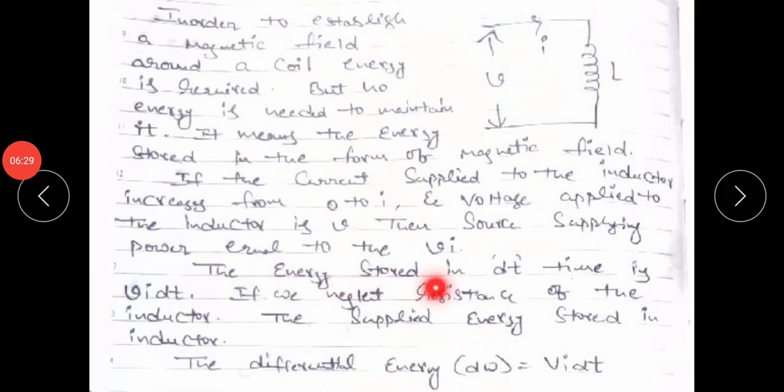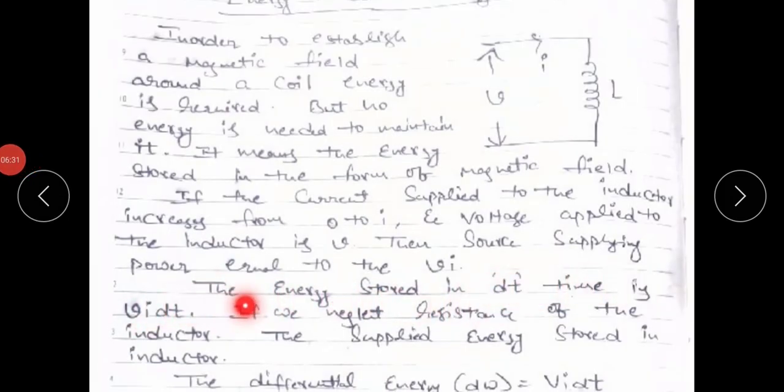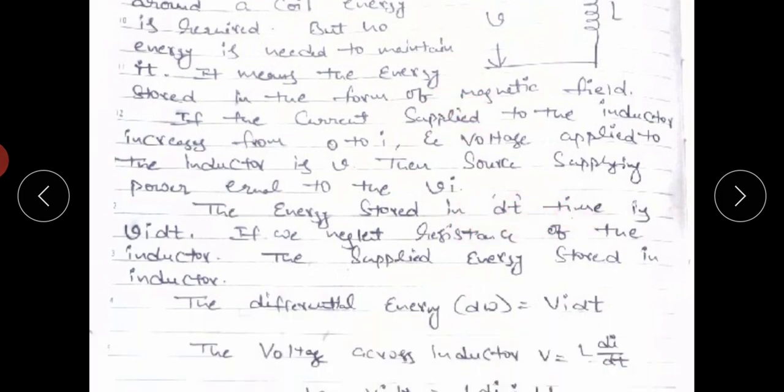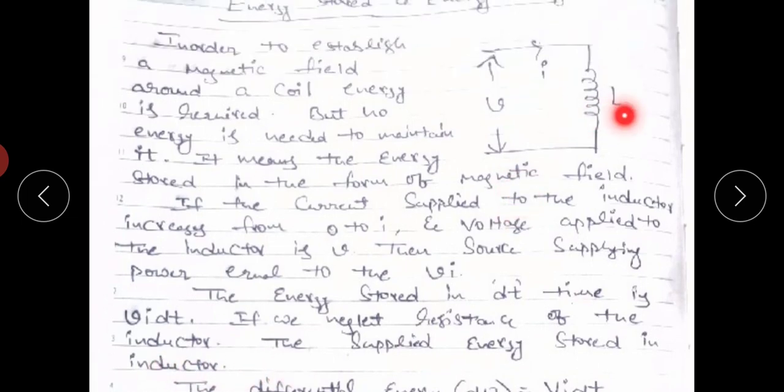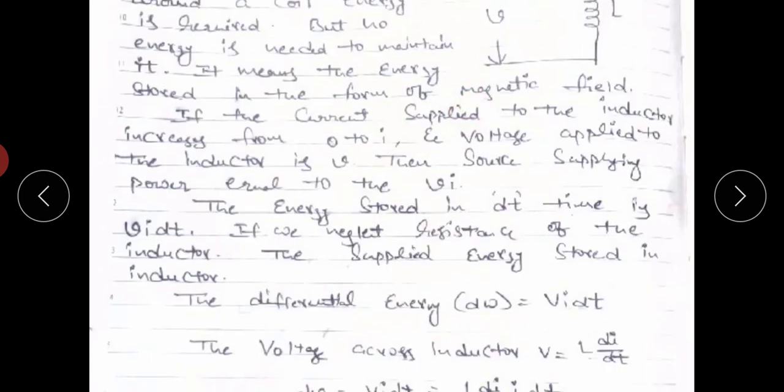The energy stored in dt time is VI into dt. Energy equals power into time. In dt time, the energy stored by the inductor equals VI into dt. If we neglect the resistance of the inductor, so assume this is an ideal inductor, the internal resistance equals 0. The total energy supplied to the inductor equals the energy stored by the inductor.